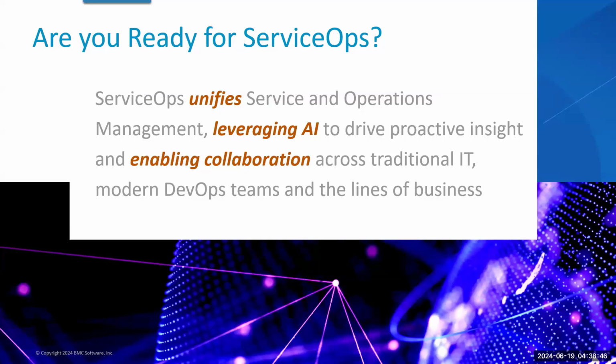But these two organizations have worked as silos in the past, and the walls between these two units are not good for helping the organization realize its goals. The solution to this problem is service ops. Service ops is a cohesive strategy to bring IT operations management and IT service management together. And how do we do it? We do it by leveraging AI.